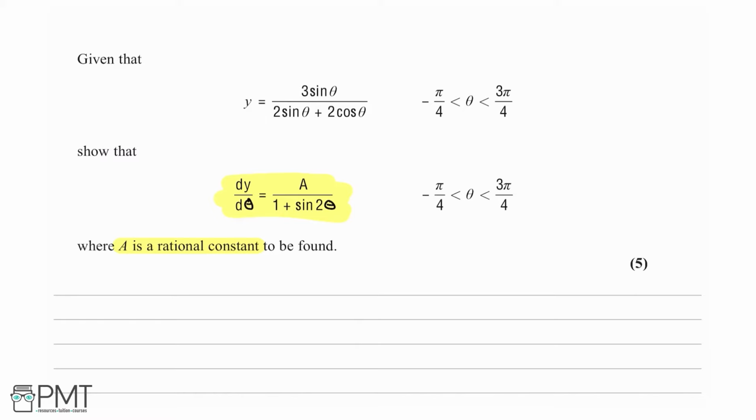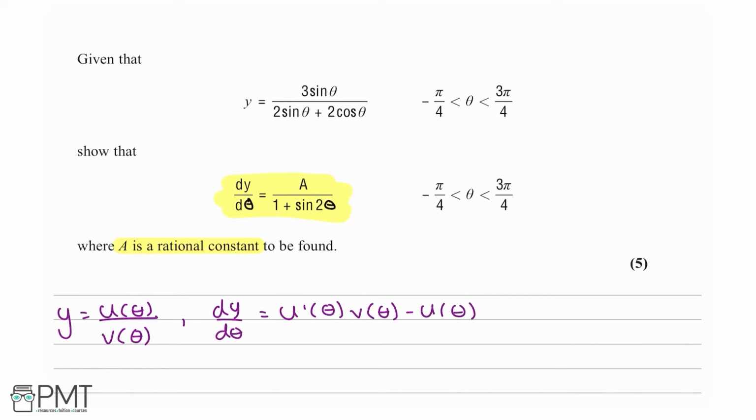So y equals 3 sine theta over 2 sine theta plus 2 cosine theta. This is what's called a rational function. And the way you differentiate functions like this, so you're given it in the form y equals u theta over v theta, dy by d theta equals the derivative of u theta times v theta minus u theta times the derivative of v theta, all over v theta squared.